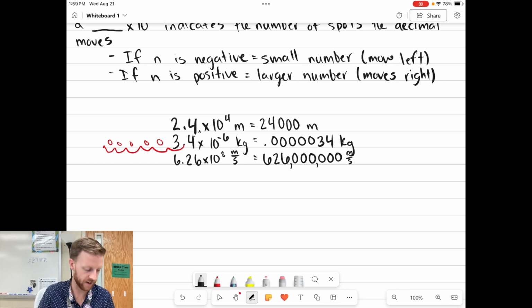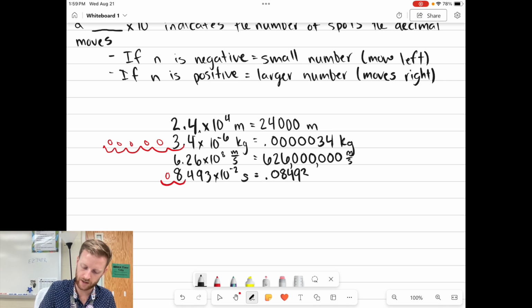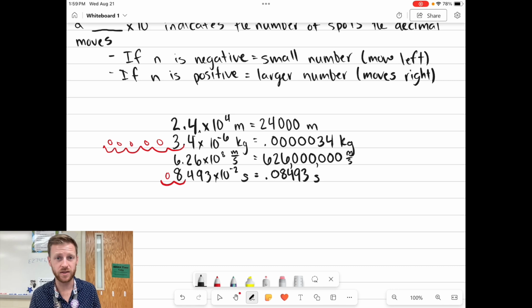Something's moving really fast. All right, lastly, one more example, 8.493 times 10 to the negative 2nd seconds. So then again, it's easier to go to the left 2 spots because of that negative 2, and fill in with a 0. So that would be 0.08493 seconds. All right, so that's going out of scientific notation.